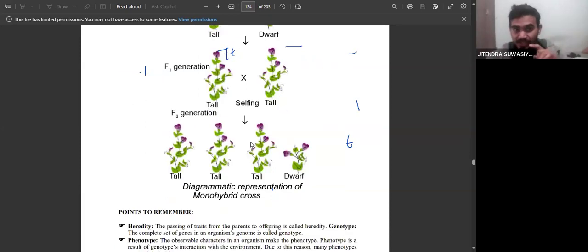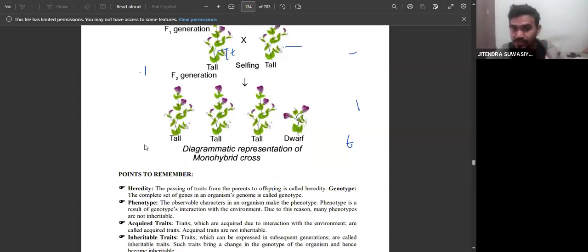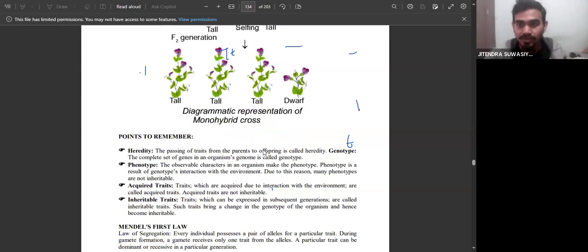In the F1 generation, both plants were tall. But after selfing of those plants, he found in the F2 generation, the filial two generation, three tall and one dwarf. So these were the diagrammatic representations of the monohybrid cross that was done by Gregor John Mendel.